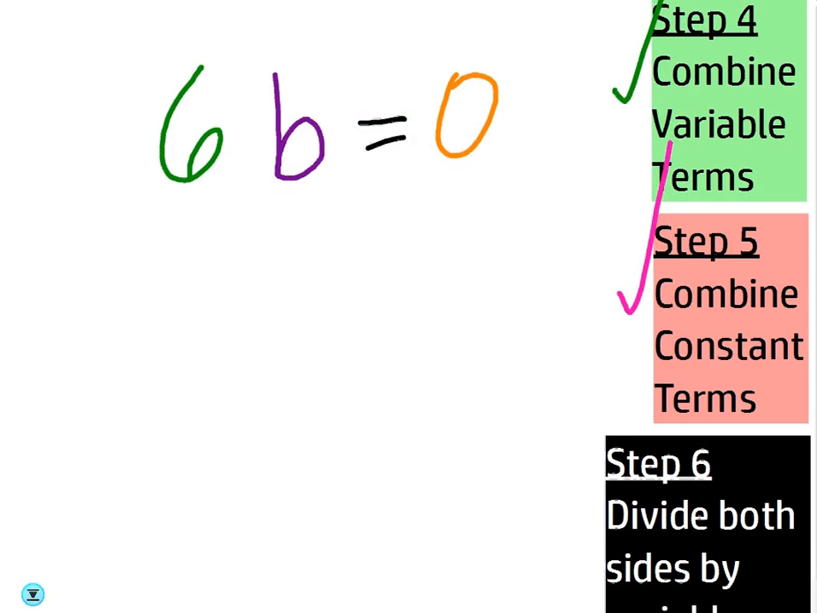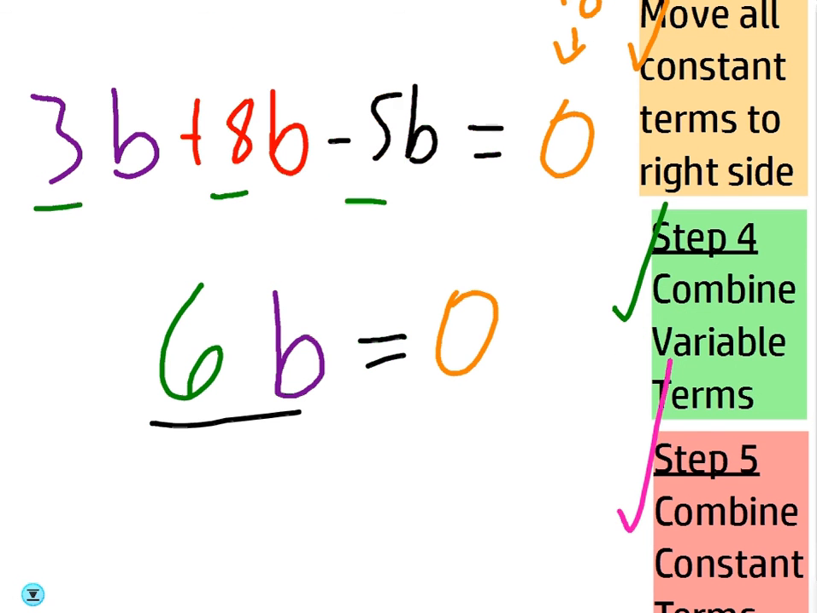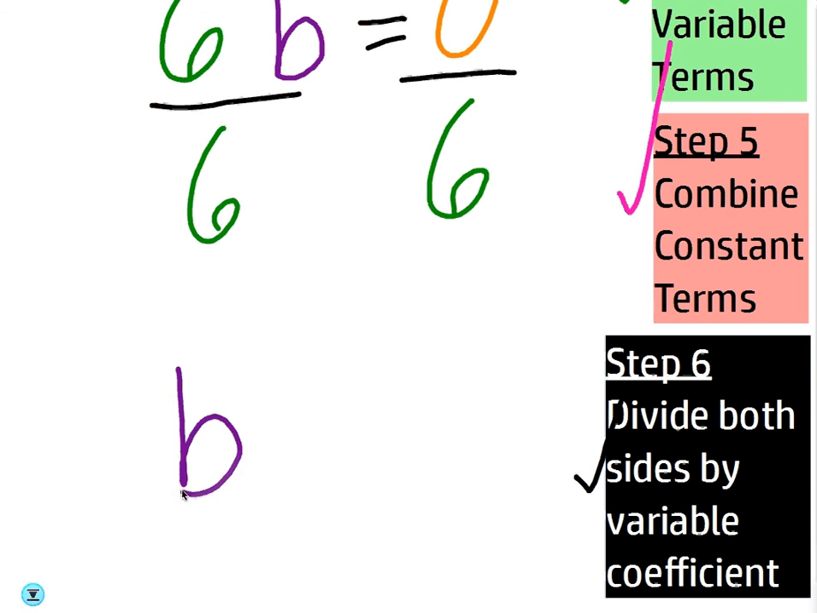So now we can move to step 6, which is divide both sides by the coefficient. So we're going to divide both sides by what? 6. Now let me ask you guys something. Is 0 over 6 undefined or 0? Good. When 0 is on the top, the answer is 0.